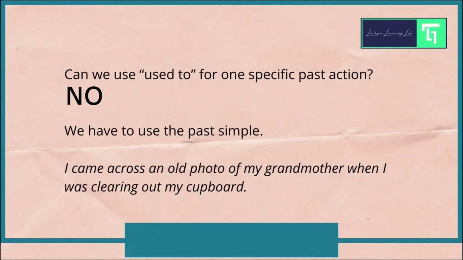So, for example, we've got: I came across an old photo of my grandmother when I was cleaning out the cupboard. Now here, it's one action. I came across means I found an old photo, all right? It's not a repeated action, it's not a state, okay? It's one action in the past. Here we've got past simple, okay? So I came across, I found a picture.